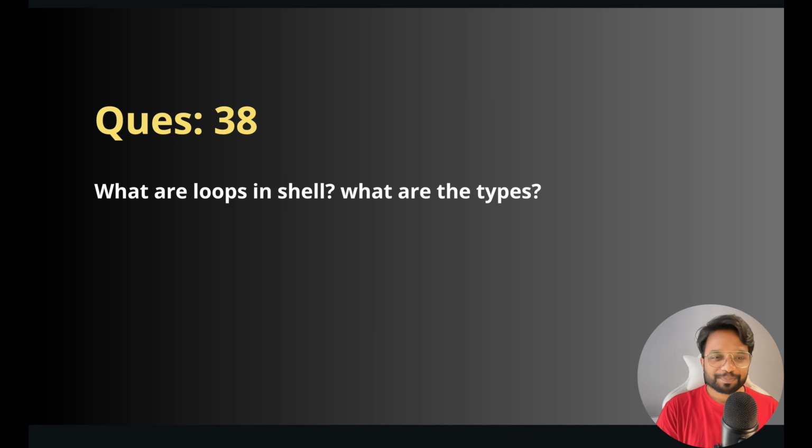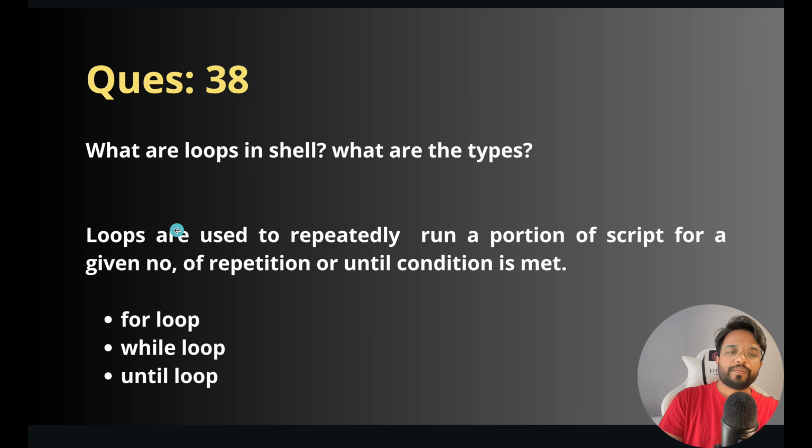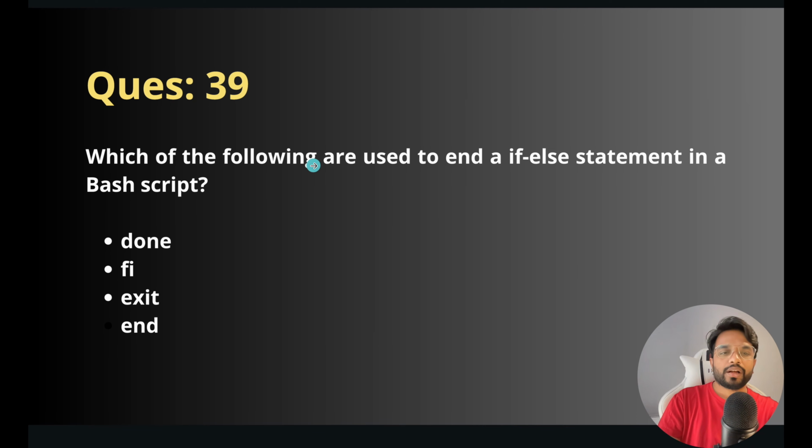Question number 38. What are the loops in shell and what are the types? What are the different types of loops you can use in the shell? Loops are used to repeatedly run a portion of a script for a given number of repetitions or until a condition is met. If you want to execute a block of code or a set of commands multiple times, then loops are very helpful. The different types of loops you can use are for loop, while loop, and until loop. I have covered this in a detailed video of shell scripting.